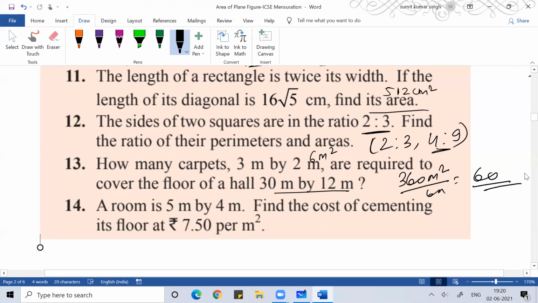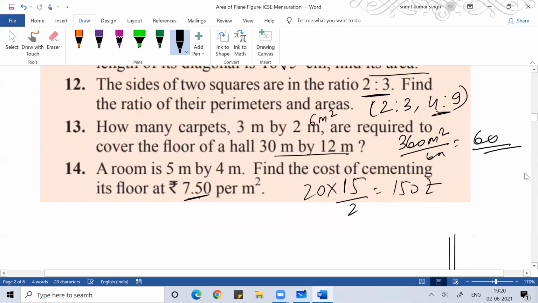So 150. 150, correct. How you get 150? Sir, area of room is 20 meters square. Yes, sir, 20 meters square. And 1 meter square is 7.5 rupees. So yeah, we just multiply 7.5 into 150.